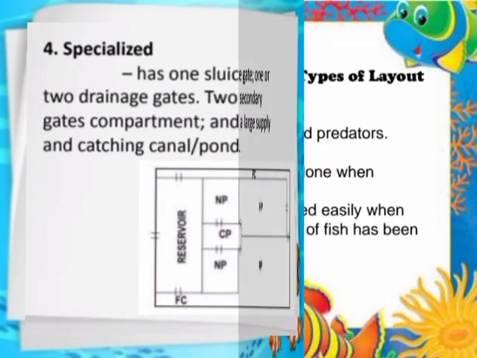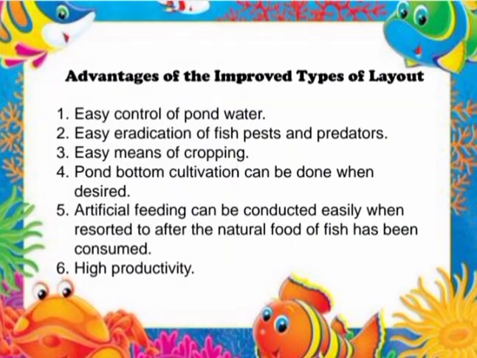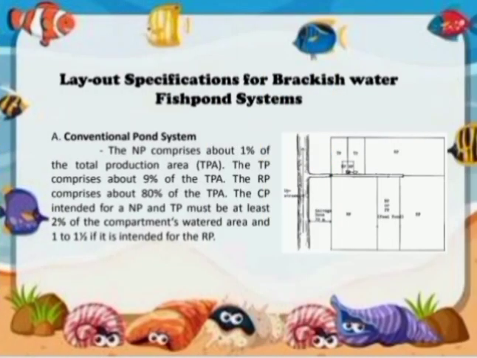And now, let's talk about the advantages of the improved types of layout. First is easy control of pond water. Second, easy eradication of fish, pests, and predators. Third, easy means of cropping. Fourth, pond bottom cultivation can be done when desired. Fifth, artificial feeding can be conducted easily when resorted to after the natural food of fish has been consumed. Last is high productivity.